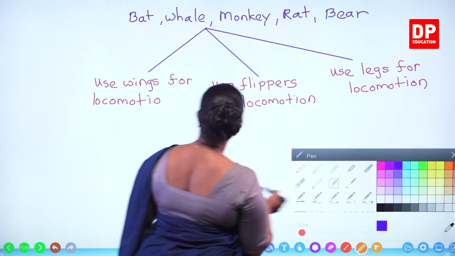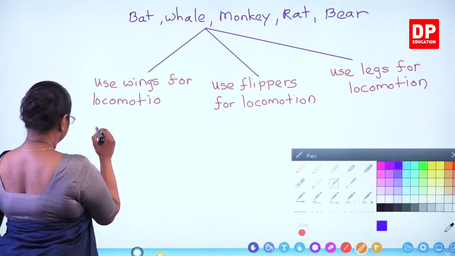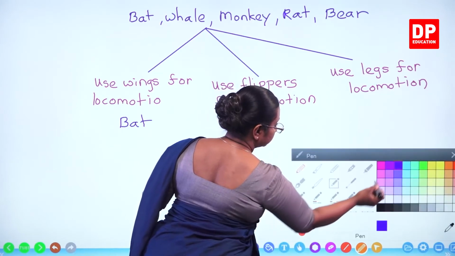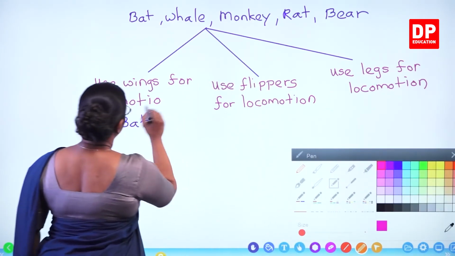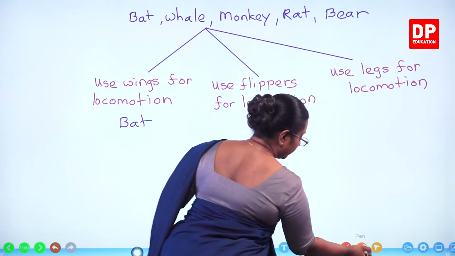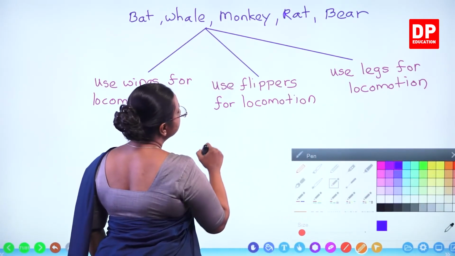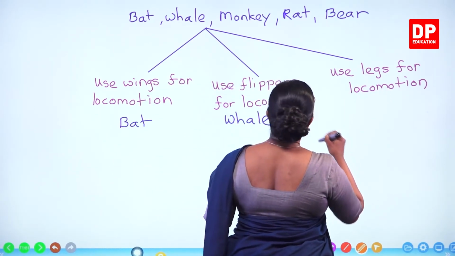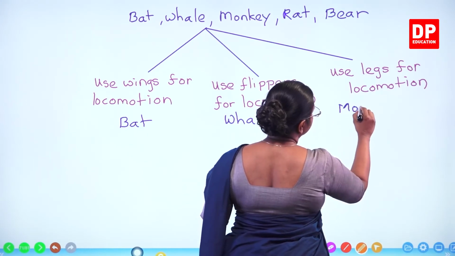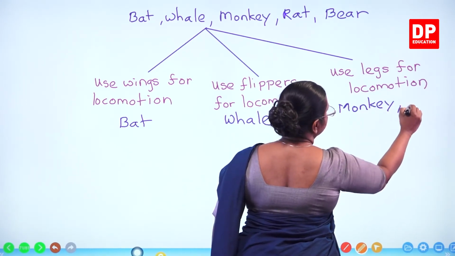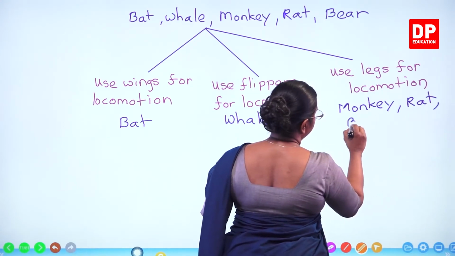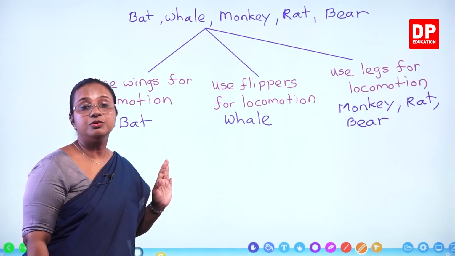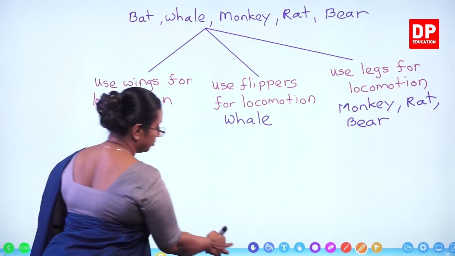What are the organisms that use wings for locomotion? It is bat. Then we have use flippers for locomotion, whale. And use legs for locomotion, we have the monkey, rat and bear. So, these two have been classified into two groups. Then we have to classify those organisms.